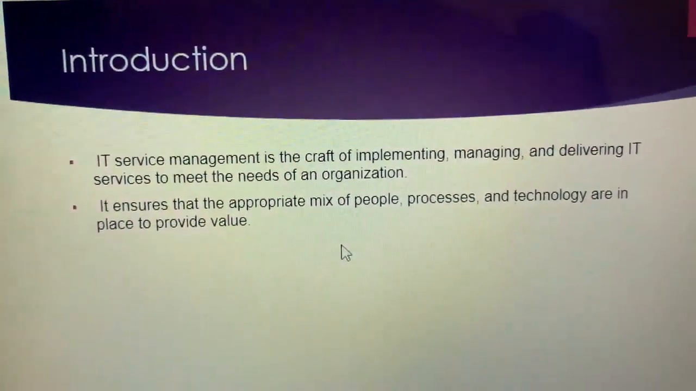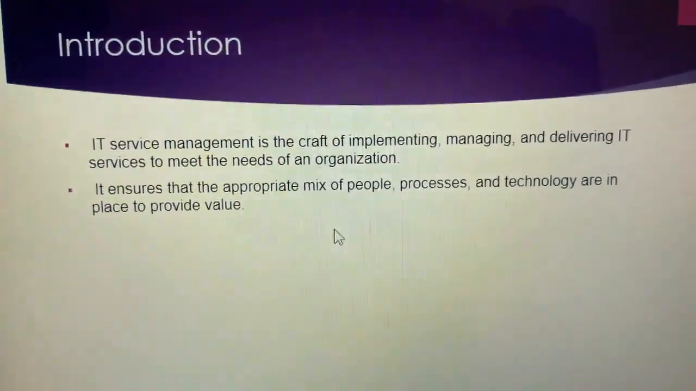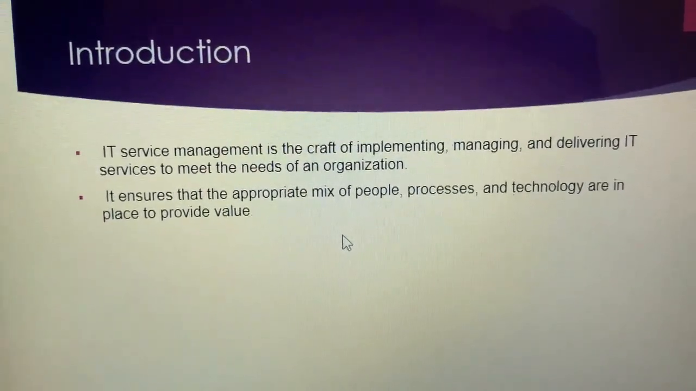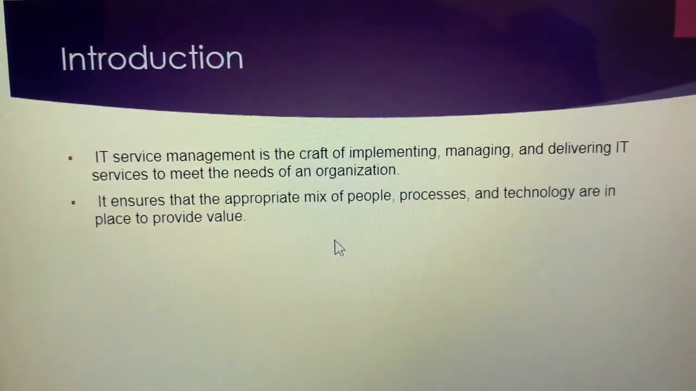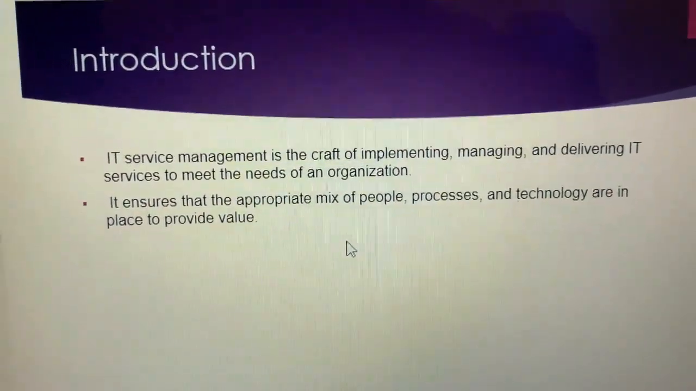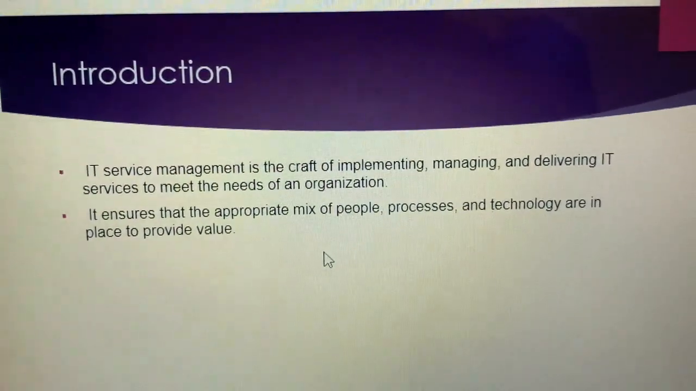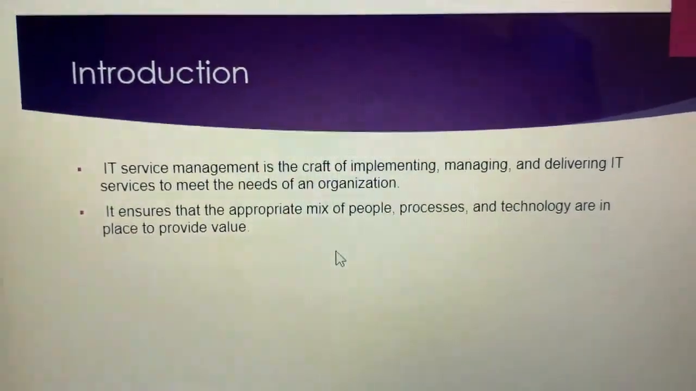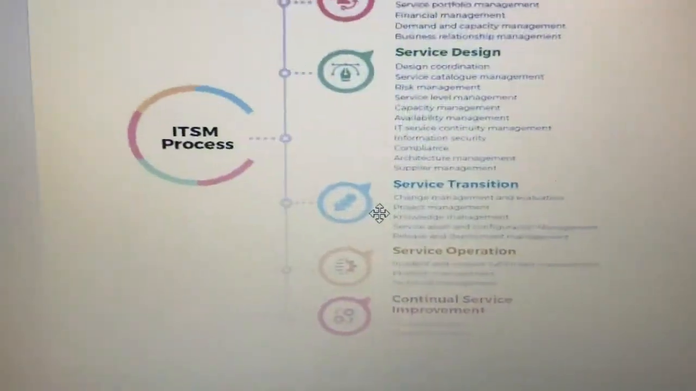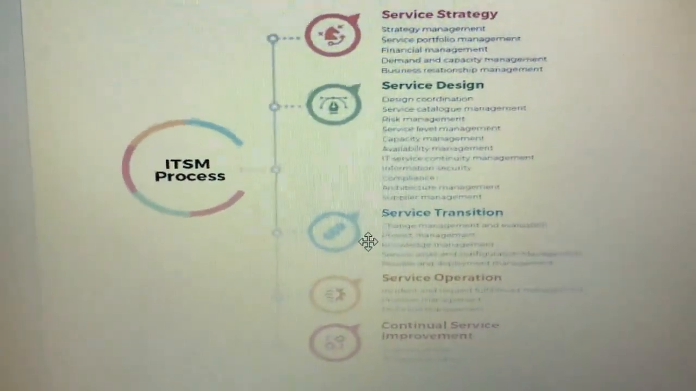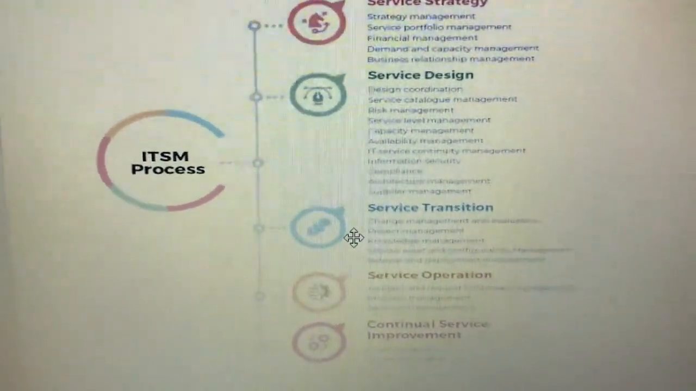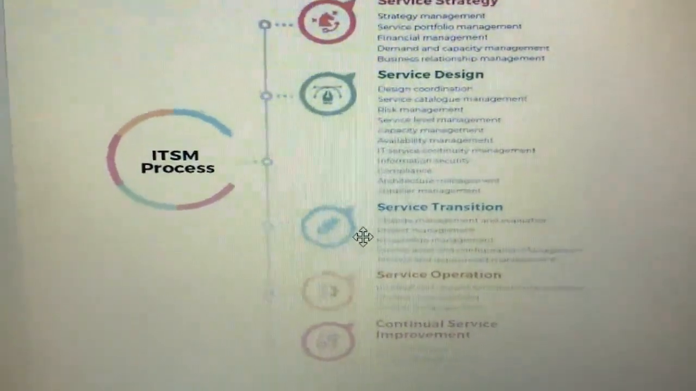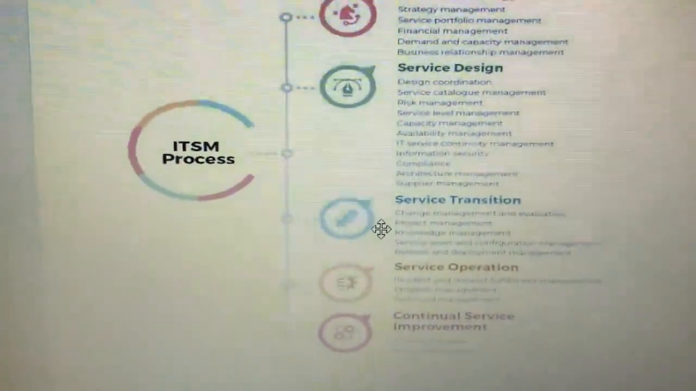What is ITSM? ITSM is the term for implementing, managing, and delivering quality services in the best possible ways that meet the needs of every business, ensuring people, process, and IT increase the value of the business. There are 5 processes of ITSM: service strategy, service design, service transition, service operation, and continuous service improvement.